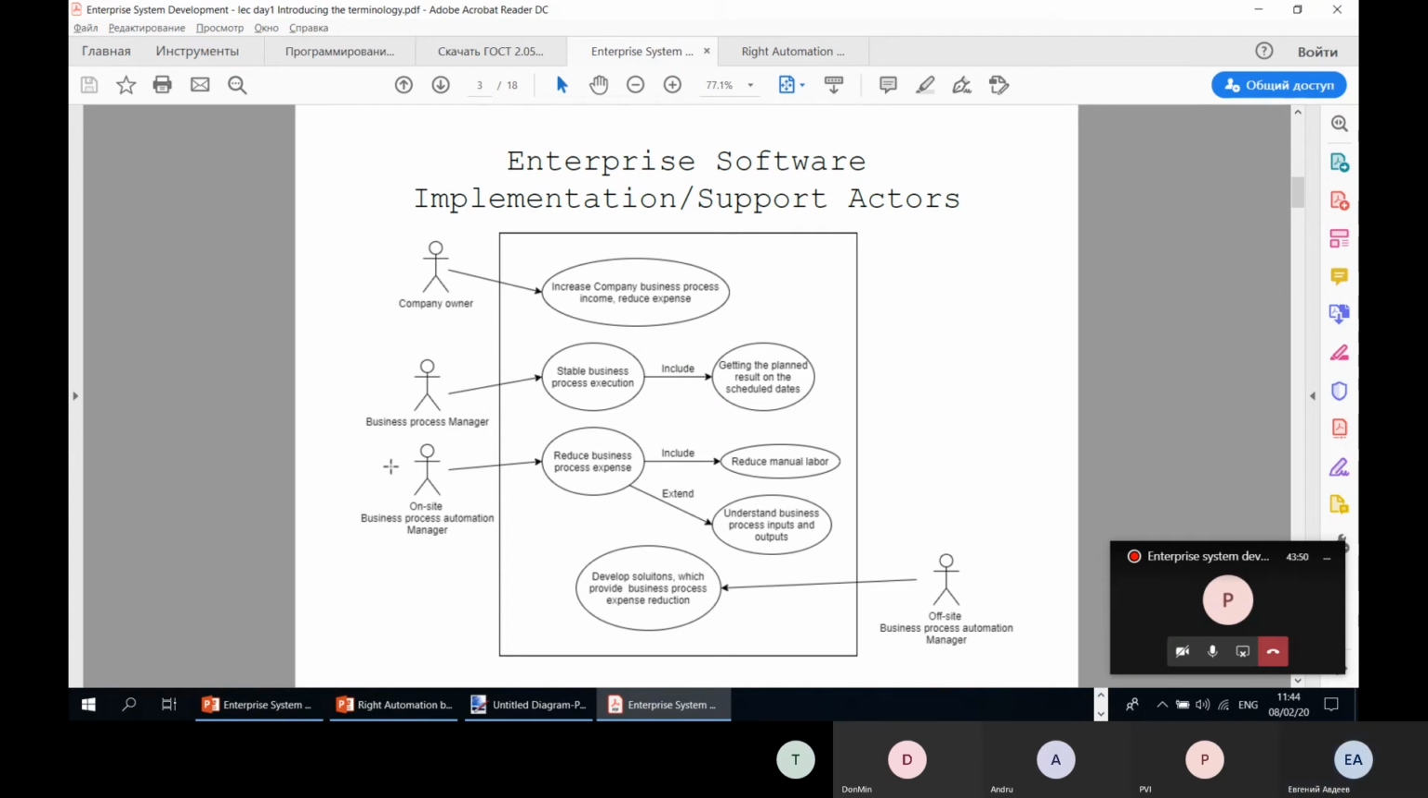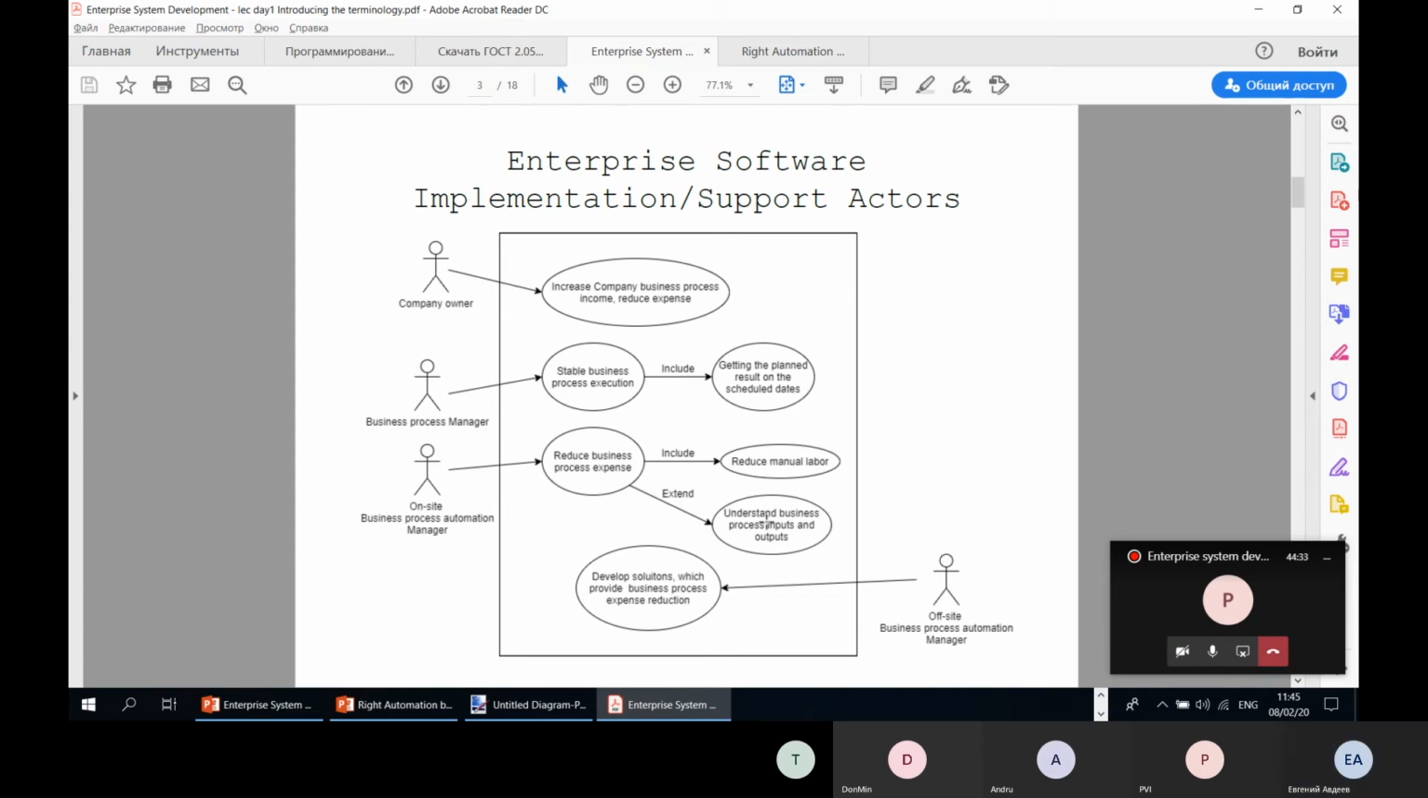And from the enterprise side, to solve this problem, they made specialists called on-site. So this part is off-site, and this is on-site: business automation managers, who understand in detail the business processes of this enterprise, and understand how to reduce costs, how to reduce expenses with these solutions. So this is a kind of how to solve this problem.